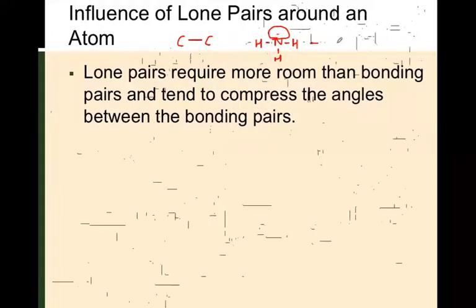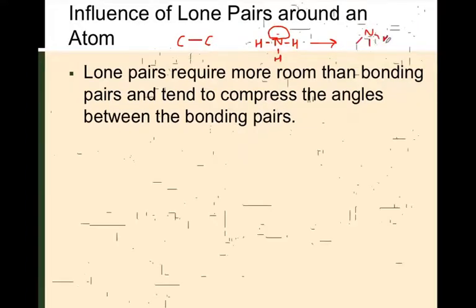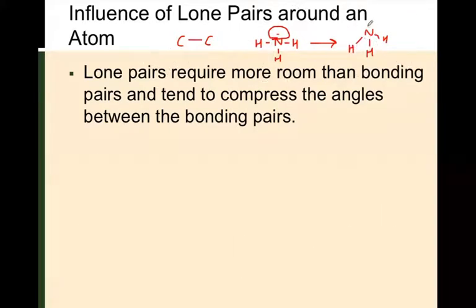And so it ends up creating what the ammonia structure is more like, with all of the hydrogens pointing in one direction, pointing down in this case, because the lone pair exerts its influence and takes up a lot of space. So lone pairs require more room than bonding pairs and tend to compress the angles between the bonding pairs.